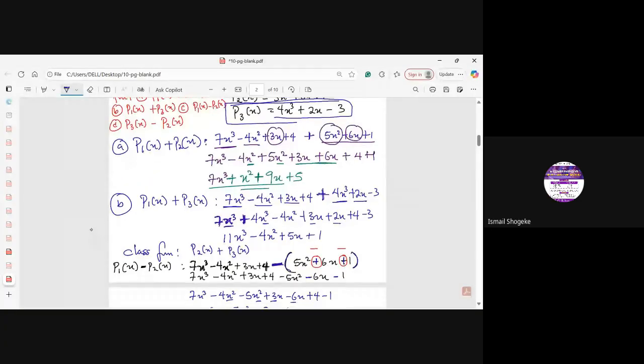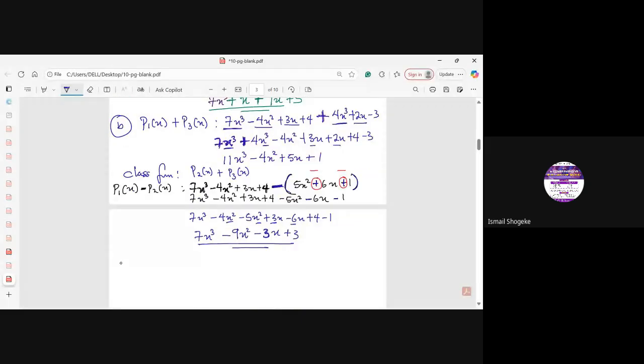Then the last one, P3 minus P2. Okay, guys. P3 of x minus P2 of x. What is P3 of x? P3 of x is this guy, 4x cubed. So we say 4x cubed plus 2x minus 3.